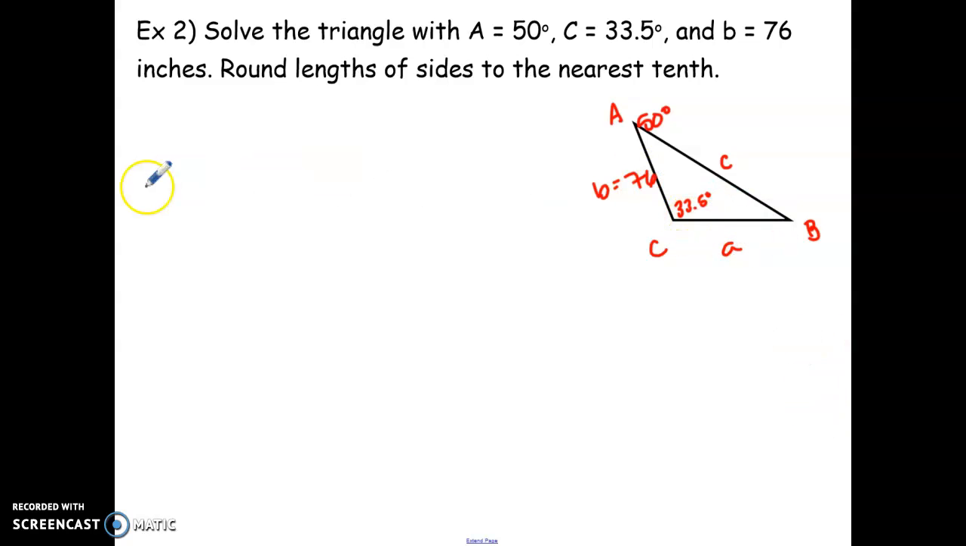So again, I have two angles. It's really easy to find that third angle by subtracting those two from 180. So angle B is equal to 180 minus 33.5 plus 50, which gives me 96.5.